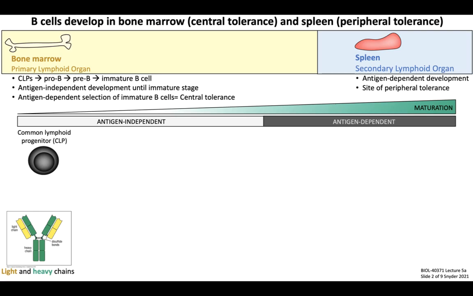In addition to the organs where development takes place, each stage can also be separated according to whether development occurs in an antigen-independent or antigen-dependent fashion. We already know that B cells arrive from the common lymphoid progenitor, or CLP, so what happens next to convert a CLP into the first step towards a mature B cell?